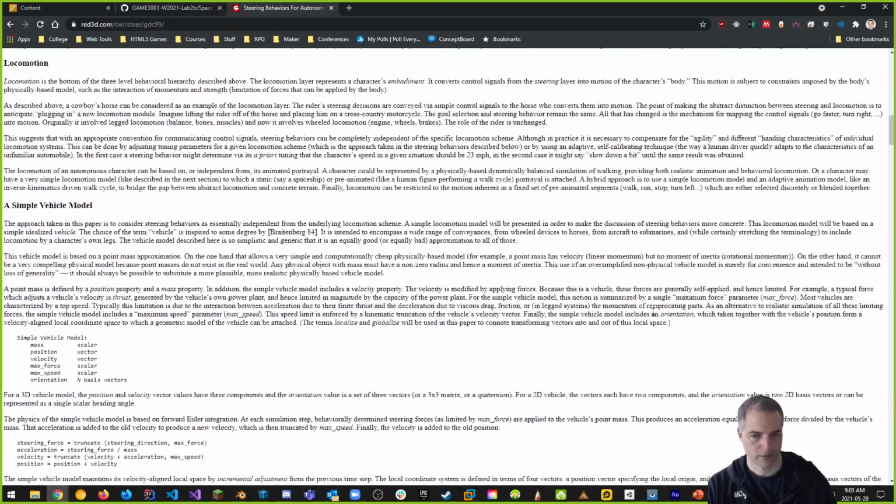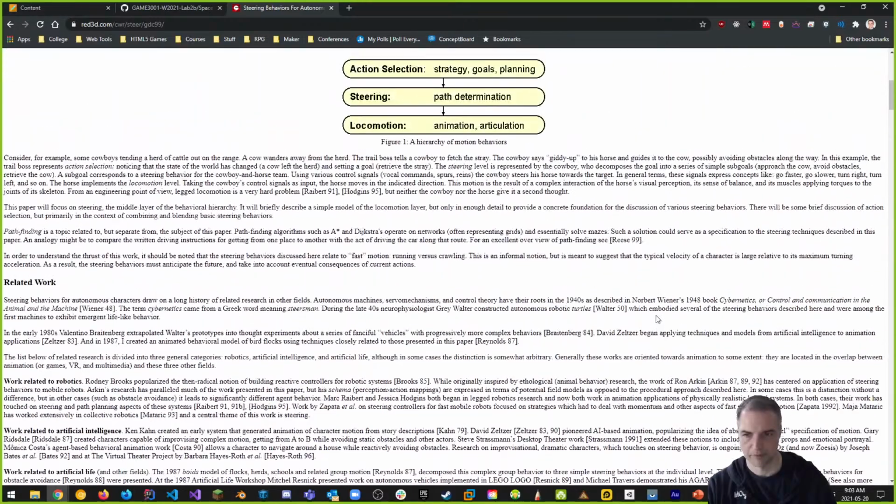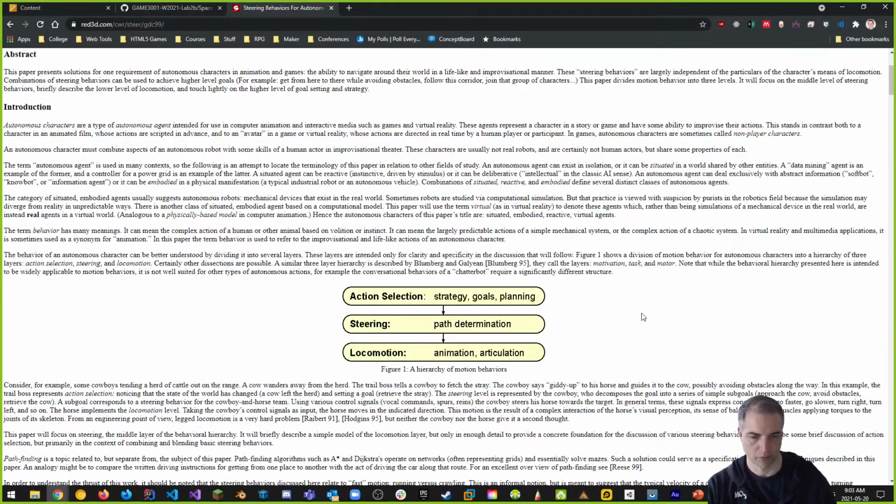So, questions around steering behaviors, right? How this works. Again, think about this steering as path determination, and what the difference between locomotion is and animation. That's something also we can ask. So here's something. What is the difference for you guys between locomotion and animation?